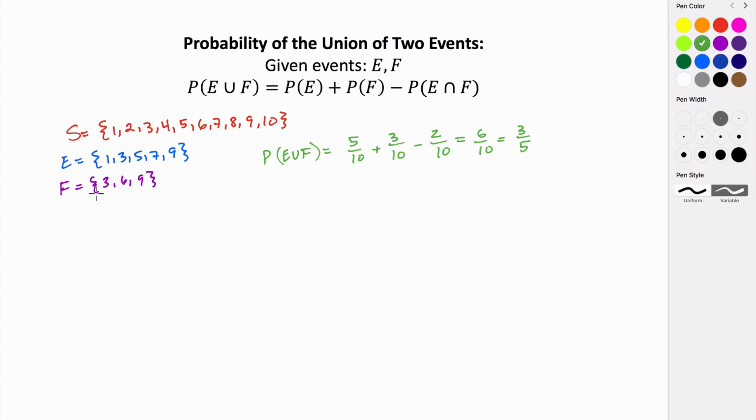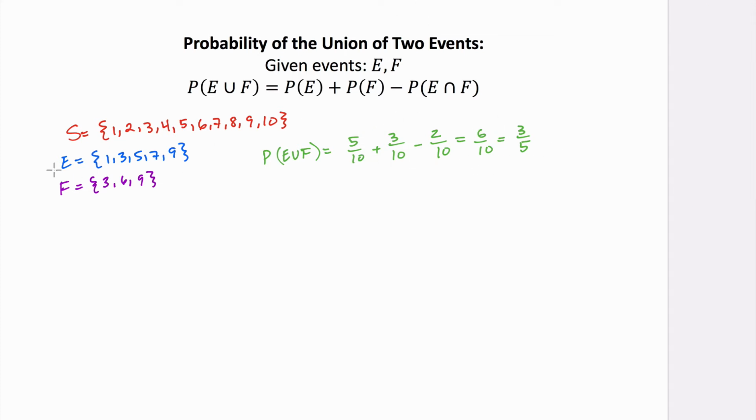We could have put all of this together, right? If we were looking at just the union of these two sets, our union would be 1, 3, 5, 6, 7, and 9, which would be a total of 6 elements out of our 10 in the sample space, and we would get the same result here, right?